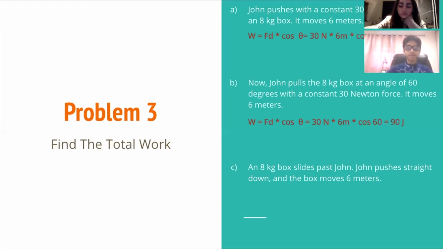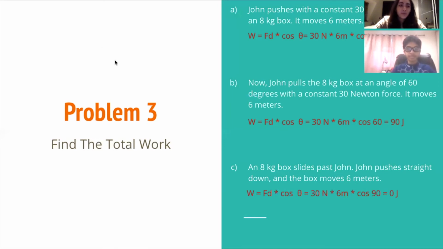And for the final problem, we have an 8 kilogram box that's sliding past John, and then John pushes straight down, and the box still moves 6 meters. So once again, we're going to try to find the total work. As usual, we can use work equals force times distance times cosine theta, except this time, since John is pushing straight down and the box moves straight forward, there's an angle of 90 degrees between them. And since cosine of 90 is 0, John actually applies no work on the box. So you can see how important the angle theta is in determining the work applied on an object.